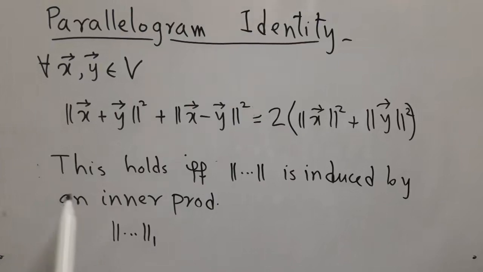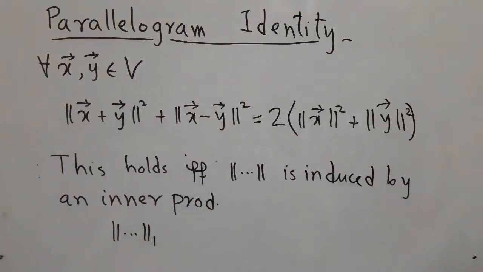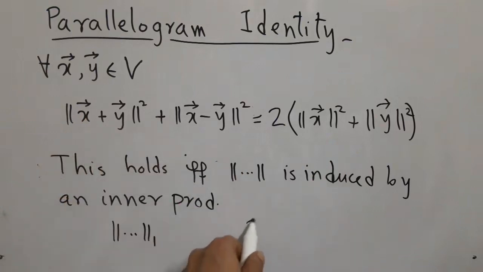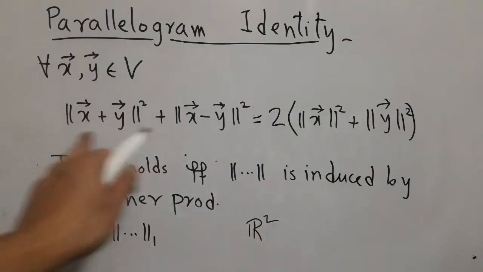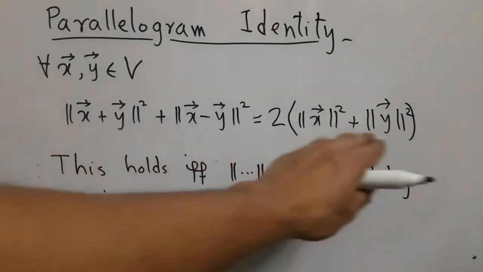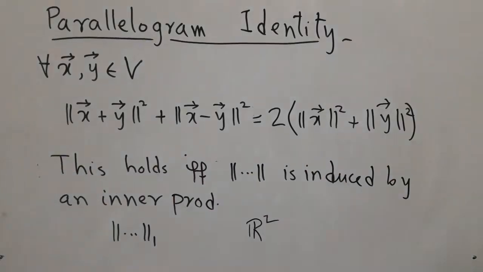Now it is possible to come up with an example such that your L1 norm does not satisfy this equality. That is, you can come up with x vector and y vector in R2 such that this side will not be equal to that side. It is quite easy to come up with such x and y, so give it a try. So you can say that L1 norm is not induced by an inner product, because if it is induced by an inner product, then this should have been satisfied. And that's all for this video.